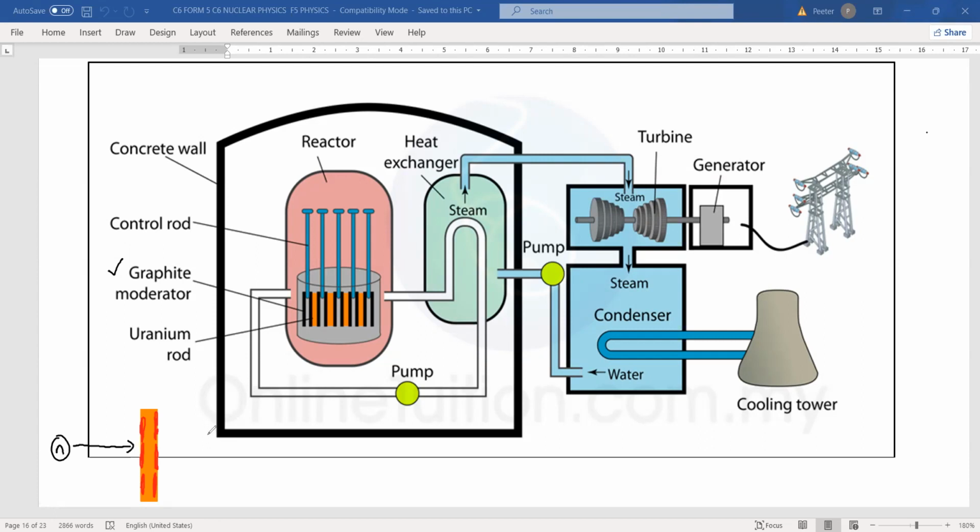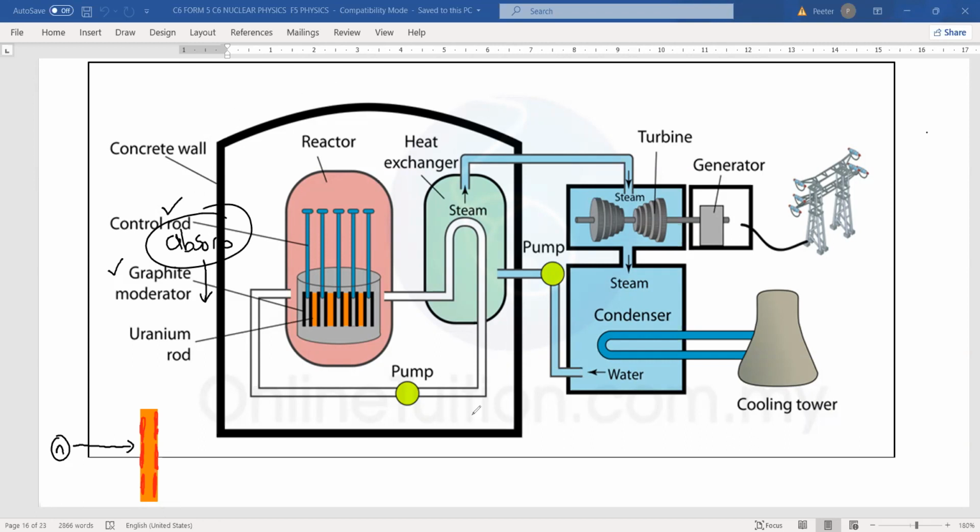So to control the rate of reaction, they will lower the graphite moderator from time to time, which will lower the speed of the neutrons to control the reaction. Let's say a huge amount of energy is produced and they need to stop the reaction. They will lower the control rods, okay? Control rods are made of cadmium and boron. Once they are lowered, they will absorb the neutrons. So neutrons are absorbed, the reaction is stopped.